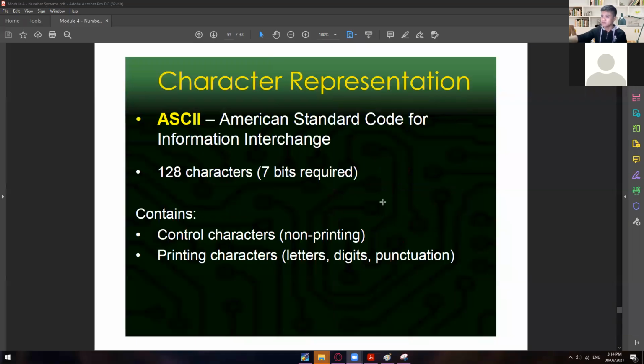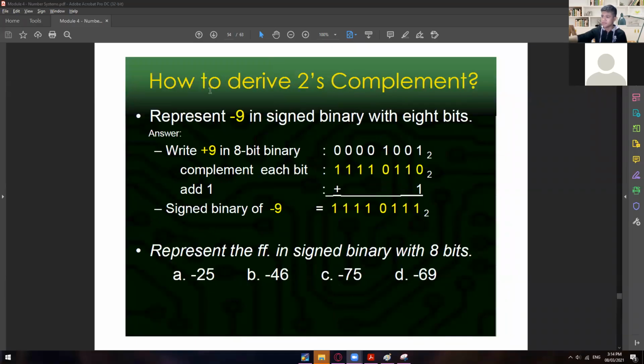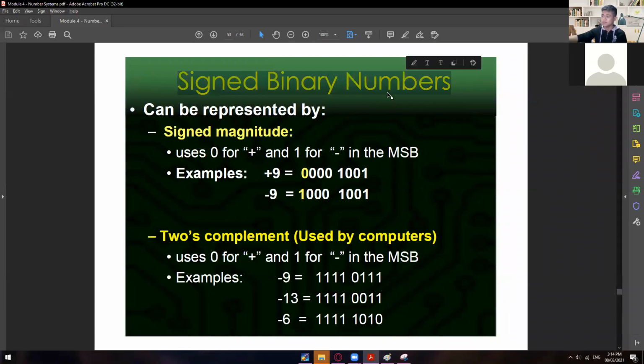How about you, Miss Tulay? Miss Tulay, are you still there? All right. So let me just share my screen again. Where is that part that you didn't understand? This one? Sign binary numbers.